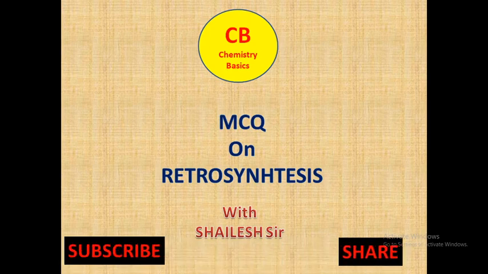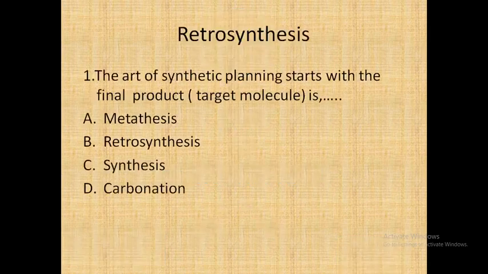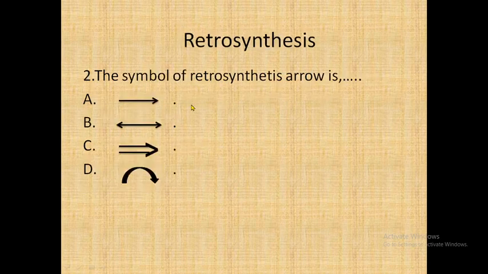Okay, let's go to the questions directly. The first question: the art of synthetic planning starts with the final product, that is the target molecule, is known as what? The options are metathesis, retrosynthesis, synthesis, carbonation. So what will be the answer? Answer is retrosynthesis. It's a very important topic, that art of synthetic planning starts with the final product. Okay, so let's go for the second question.